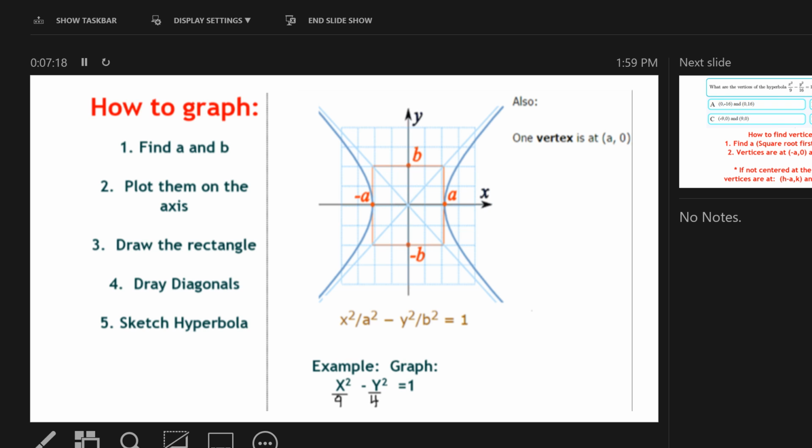The vertex, well, let's see. a is going to be under the positive term. b is going to be under the negative term. A little different than what we had in ellipses, right? Do you remember with ellipses, we said that the major axis was a, the minor axis was b? Now here, the positive term will be over a, the negative term will be over b.